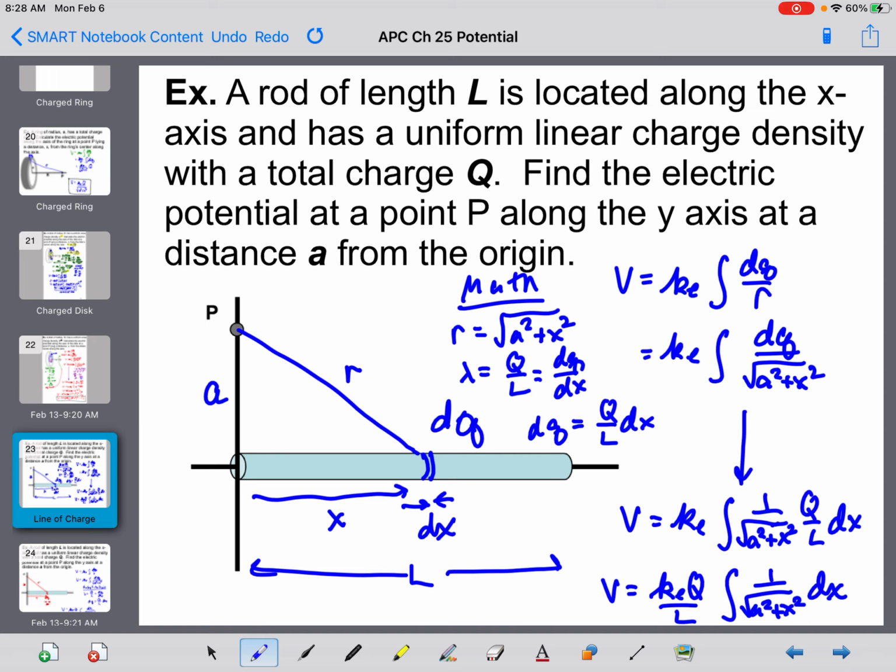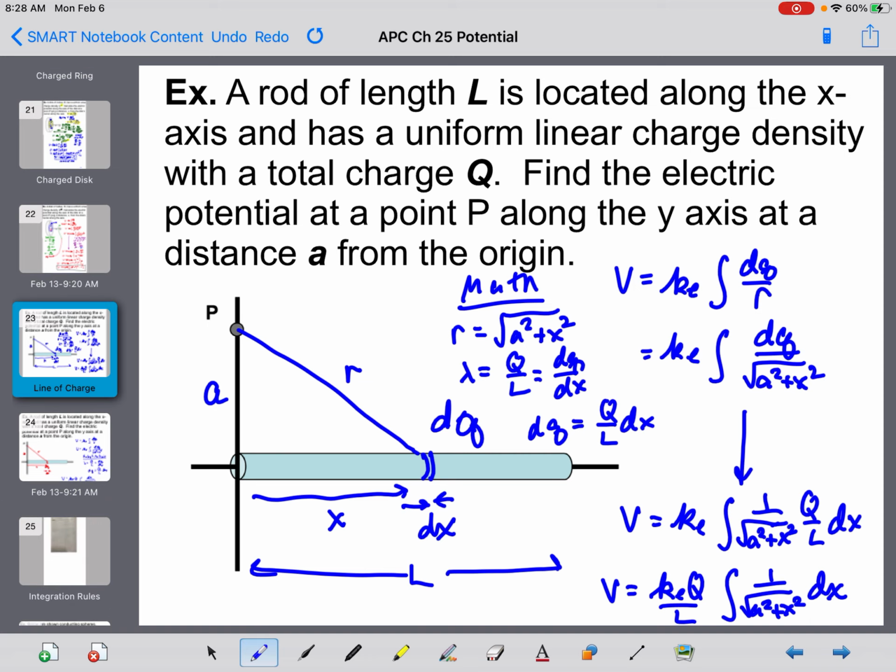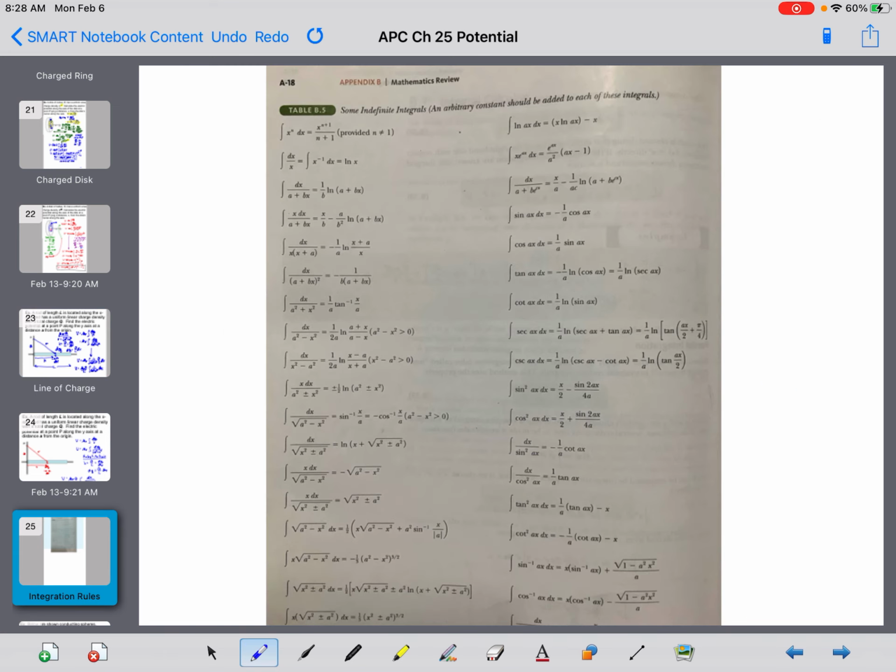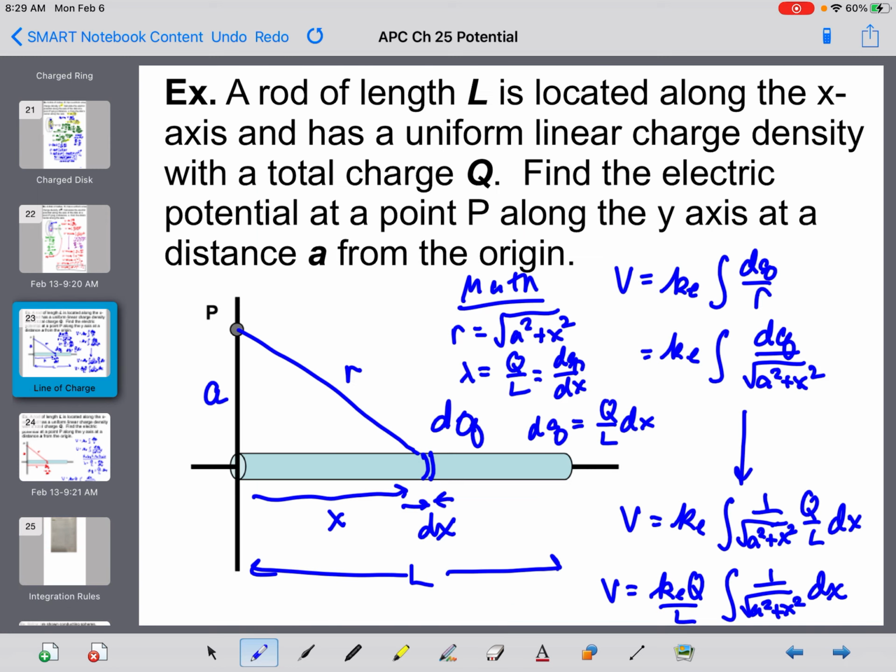So this is one where we will have to ponder an integration rule. There is a page in the back of your textbook of different integration rules. If you end up with a problem on the AP exam where you need an integration rule, they will give it to you. Looking back at where we left off, we need a rule for a squared plus x squared quantity to the negative 1/2 power.